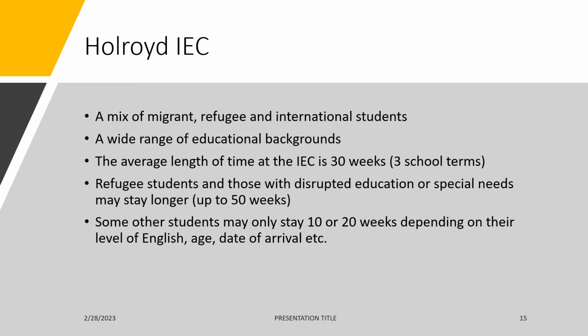The average length of time at the IEC is 30 weeks, about 3 school terms. And as we've spoken about before, refugee students and those with disrupted education or special needs may stay longer. They can have up to 50 weeks. But there are some other students who may only need to stay 10 or 20 weeks, depending on their level of English when they arrive already in Australia, their age, for example, if they're a senior student, and their date of arrival.